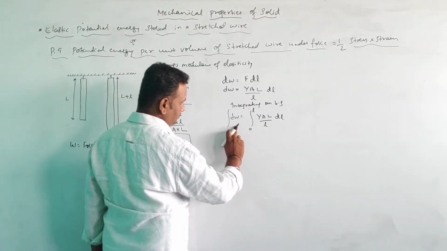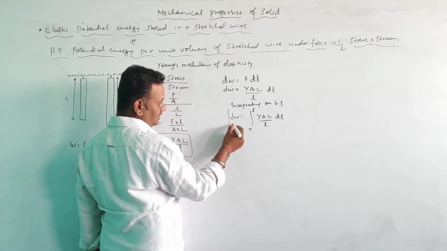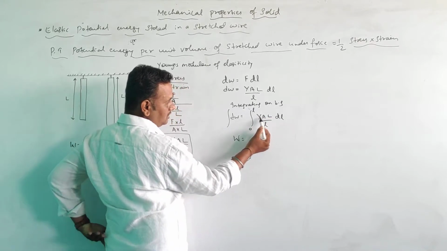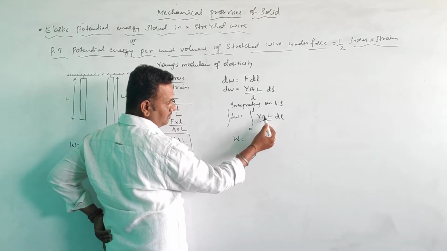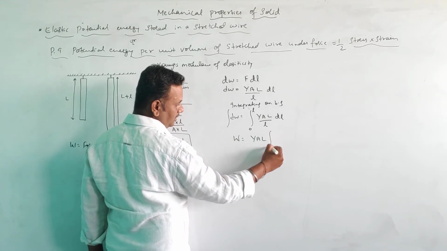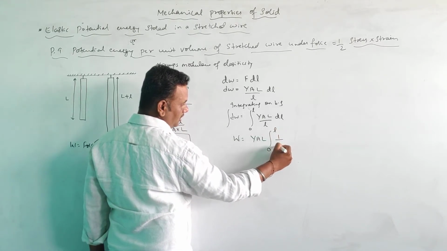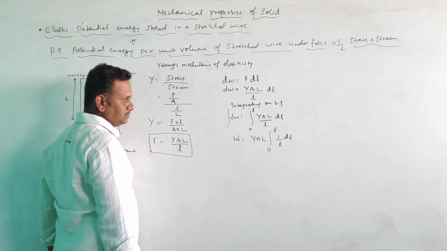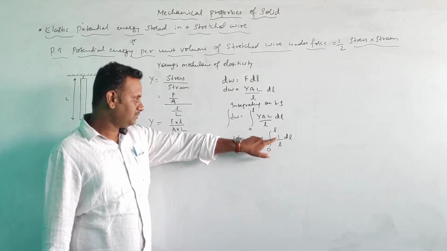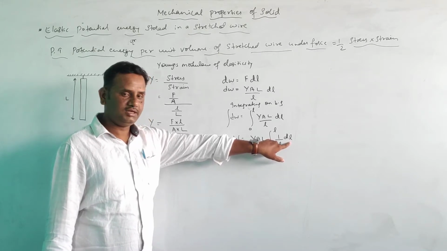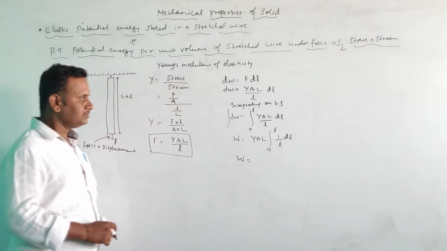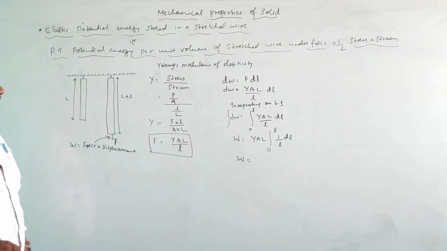Now, integration means what is the total work done. I can write this as W is equal to, as these are all constant terms here, Y A into the integral from 0 to L of 1 by L into dl. So we are integrating from 0 to L here. So now let us integrate from 0 to L.